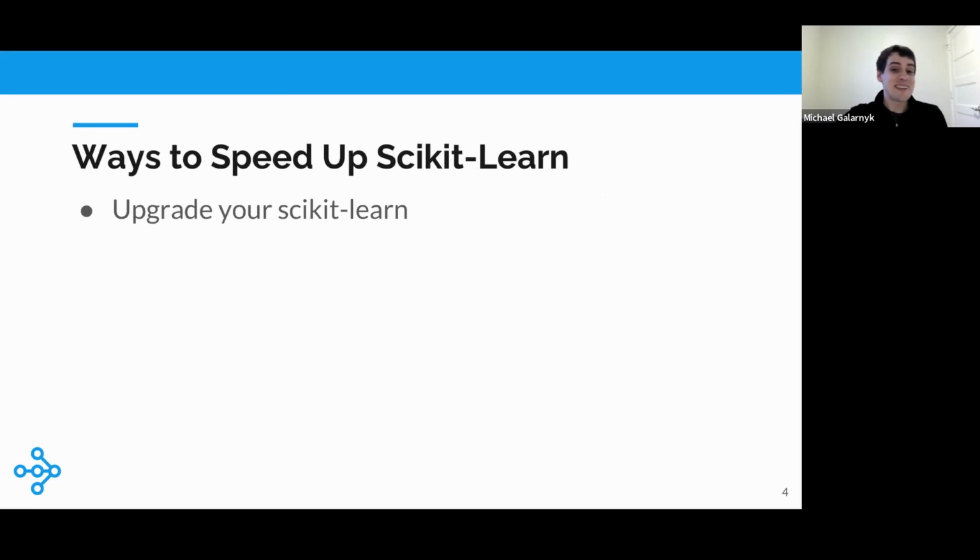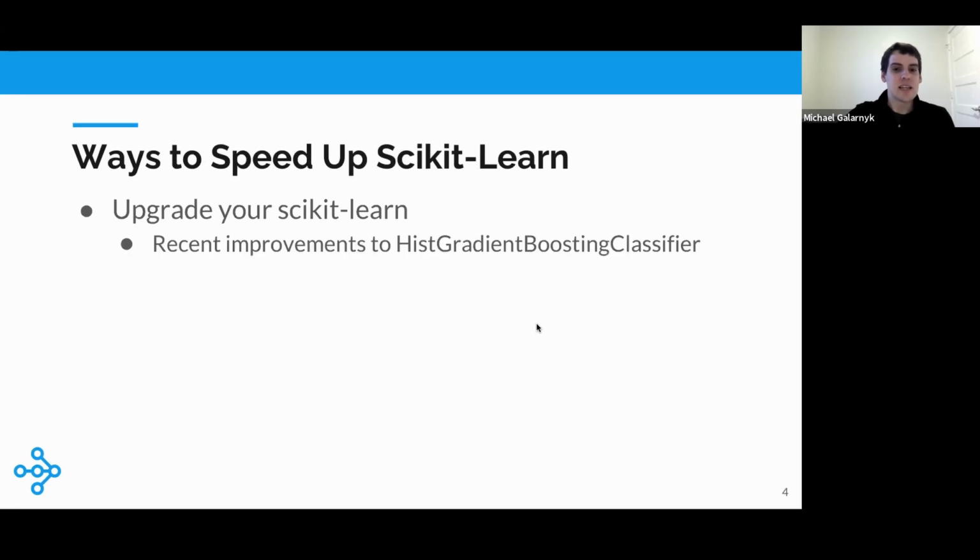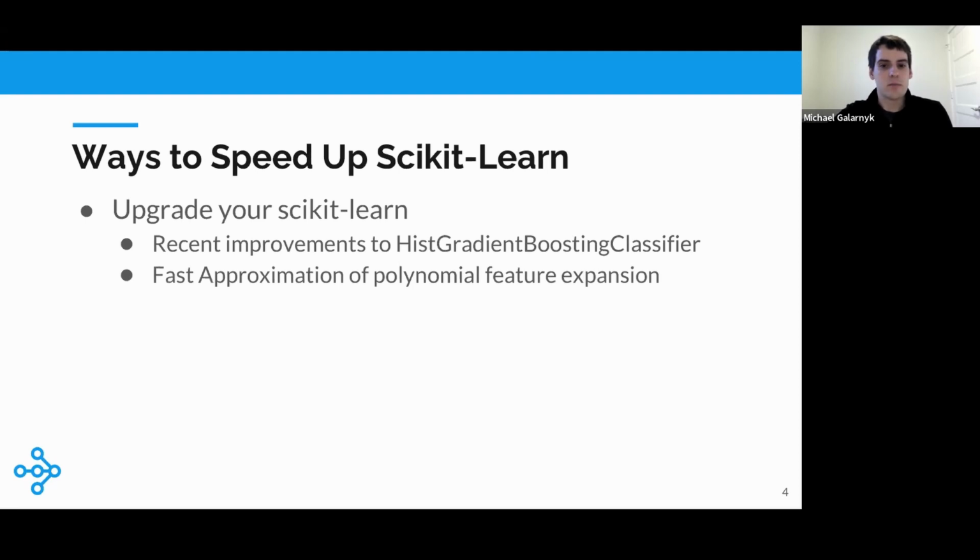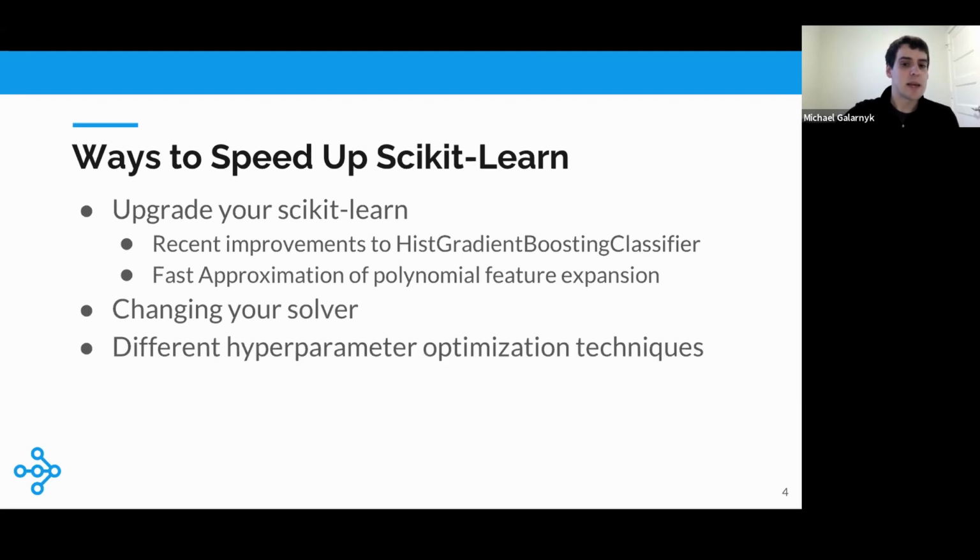The first one is relatively simple, and this is not why you probably came to this talk, and that's to upgrade your Scikit-Learn. There are a lot of recent improvements over time. One of them is just the release notes. Sometimes there's a new model, sometimes there's an algorithmic improvement, like to the HistGradientBoostingClassifier. There's polynomial feature expansion. Additionally, there's other things like changing your solver. Better algorithms allow you to make better use of the same hardware. So we'll talk about that.